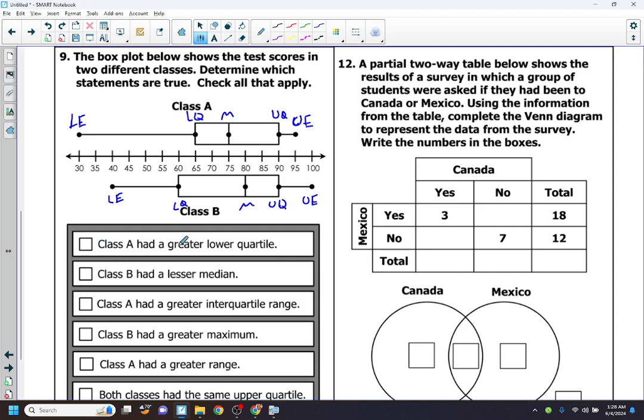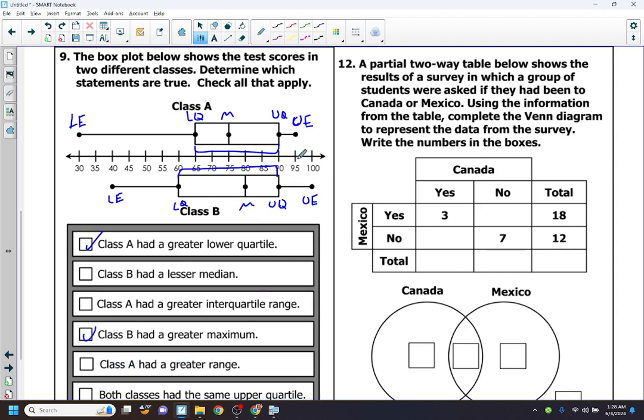So Class A had a greater lower quartile. Class A lower quartile is bigger than Class B. Makes sense. Class B has a lesser median. The median is bigger than A, so no. A has a greater interquartile range. That would mean how big the box is. In this case, Class B has a bigger box, so no. B has the greater maximum. That's the upper extreme. That is true.